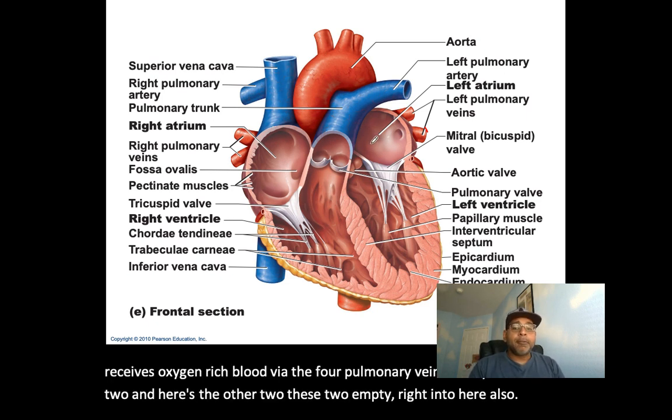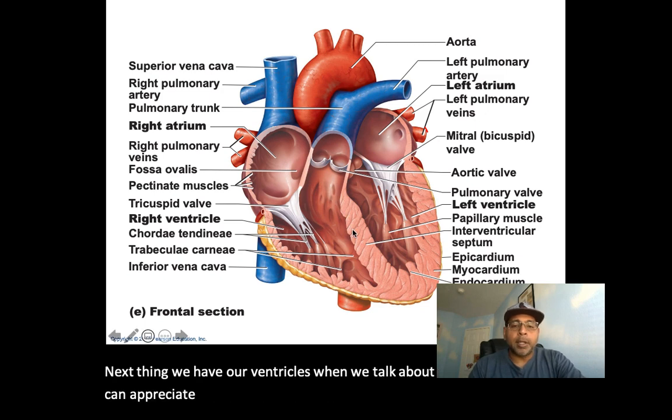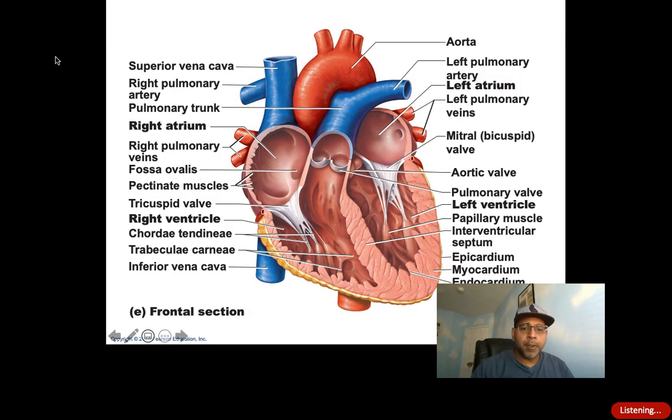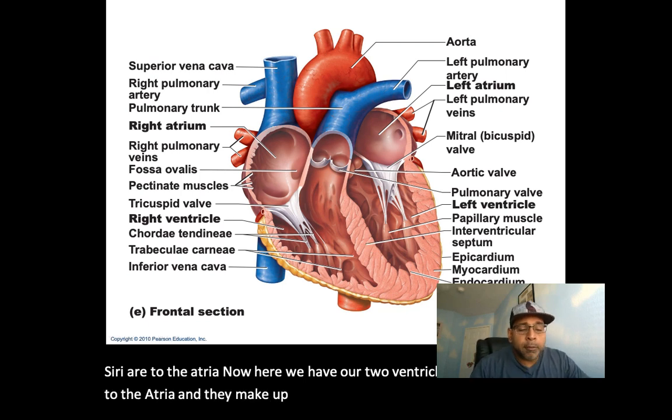Next then we have our ventricles. When we talk about the ventricles then, we can appreciate the ventricles just inferior to the atria. So when we talk about the ventricles we can appreciate them as chambers found just inferior to the atria. Now here we have our two ventricles. Our ventricles are located inferior to the atria, and they make up most of the heart's volume. They make up most of the volume of the heart.